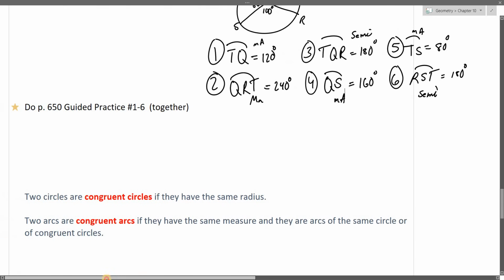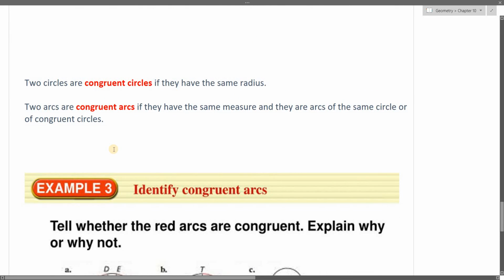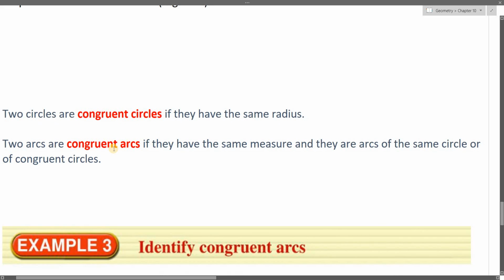All right, let's look over here at the next section. At the bottom of 650, it says 2 circles are congruent if they have the same radius. I recall telling you at one point a circle by definition is a central point, a radius that's been drawn, and anything that forms around that that's equidistant from that center point. So we form a circle. So 2 circles are congruent or equal if they have the same radius.